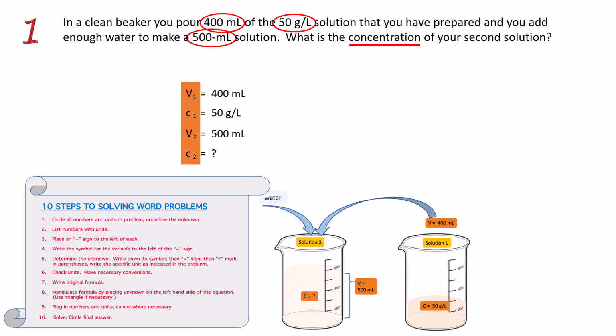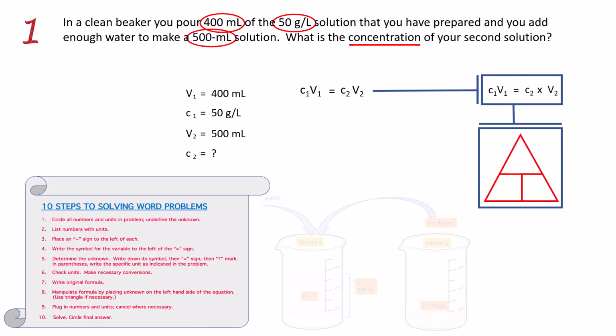Step 7. Write original formula. That is C1V1 is equal to C2V2. Step 8. Manipulate the formula by placing unknown on the left-hand side of the equation. Use triangle if necessary. We're solving for C2. Isolating C2 gives C2 is equal to C1V1 divided by V2.